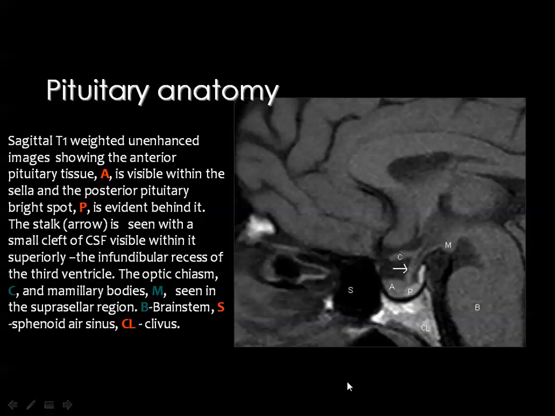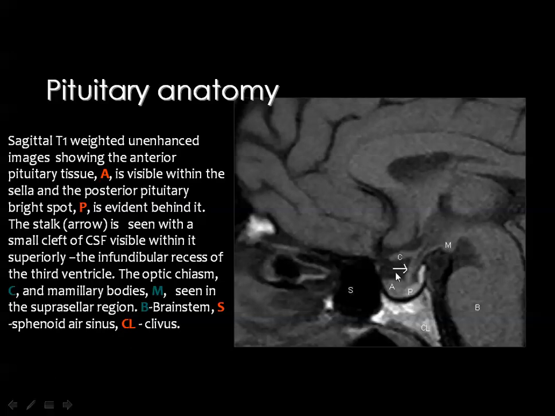Then the pituitary gland in the sagittal image. Here you can in many times separate the posterior pituitary from the anterior pituitary, especially if you have the scans before injection of contrast media. Then this is the pituitary stalk, and I will mention the details of the suprasellar anatomy later on.